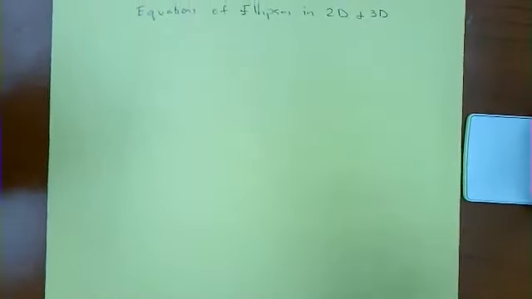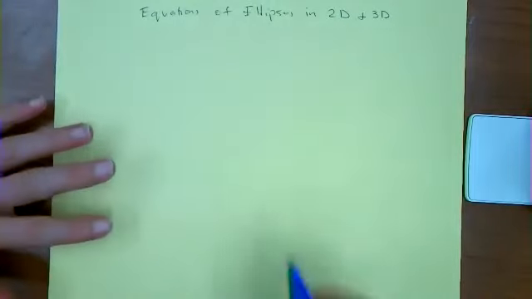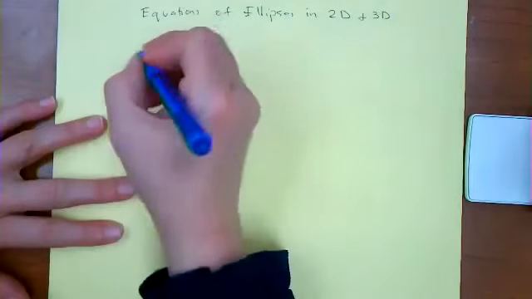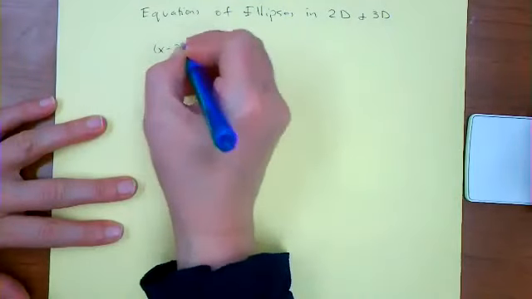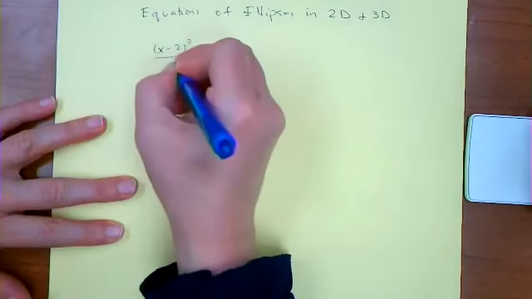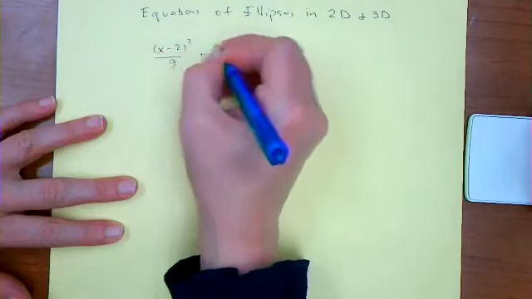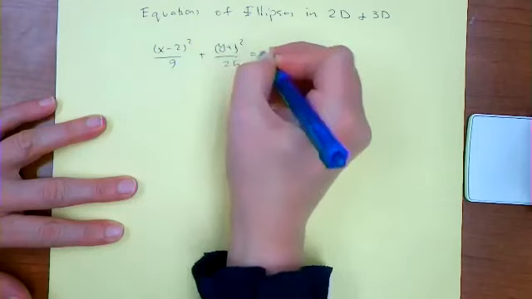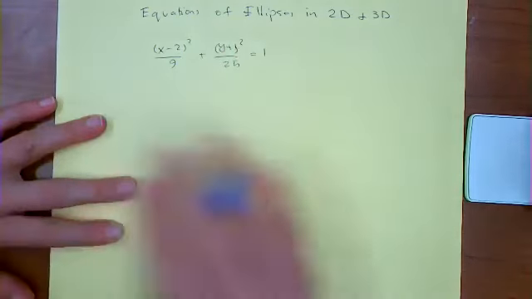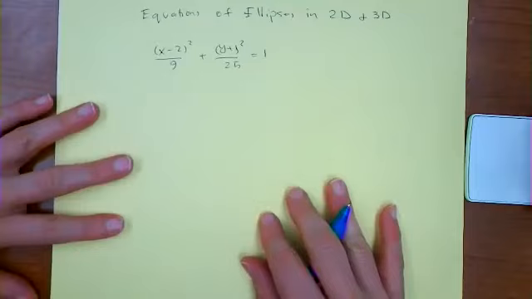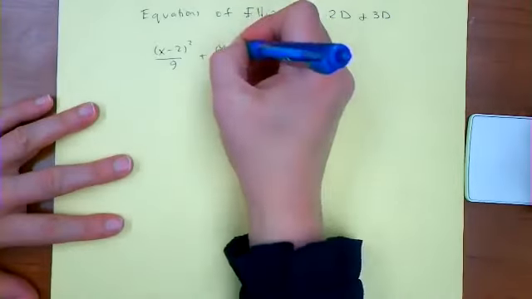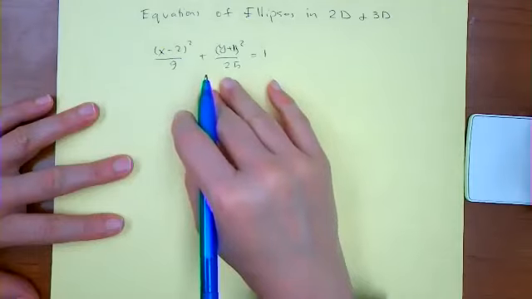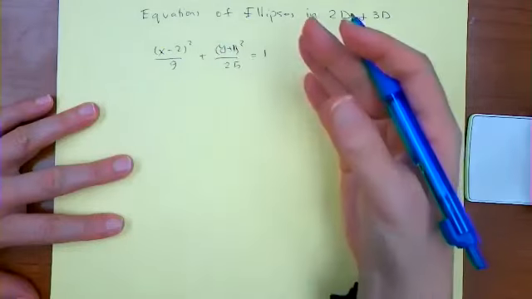So in this video, we want to talk about equations of ellipses in 2D and 3D. Let's start with this equation: (x - 2)^2 / 9 + (y + 1)^2 / 25 = 1. This is an equation of an ellipse in standard form.